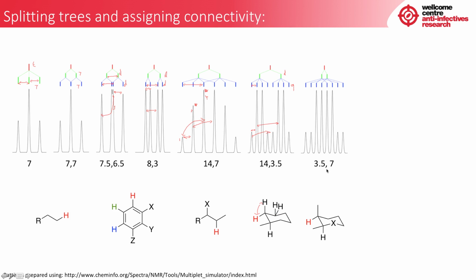Another doublet of quartets. This time, the doublet is the smaller coupling. So this is a proper doublet of quartets. This time, we have an axial equatorial coupling. We would expect this to be small. Remember that the angle is not ideal for orbital overlap, and so the J value is relatively small here.